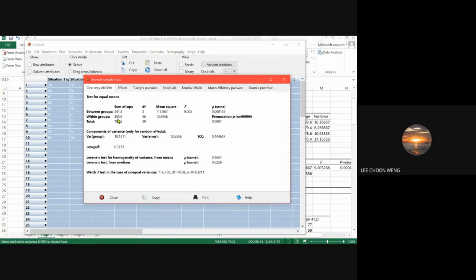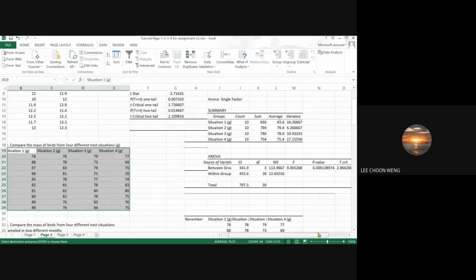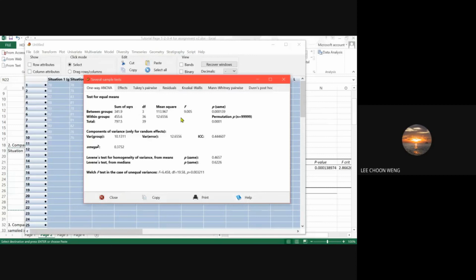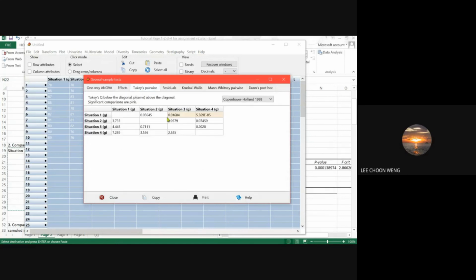So you can see here that the P is 0.000139. It's the same as in your Excel. You're more concerned with the F and the P. Then here you can see that, oh yes, it is significantly different. Now you want to know how they're different. So you look here, Tukey's pairwise comparison. You click here and it shows.